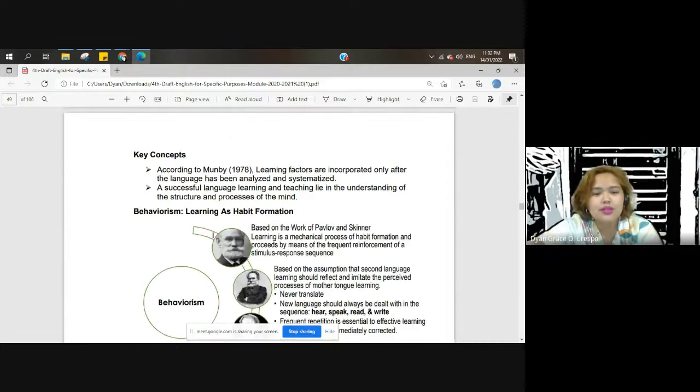So, key concepts according to Mountby 1978: learning factors are incorporated only after the language has been analyzed and systematized. A successful language learner and teaching lie in the understanding of the structure and process of the mind. So sometimes we cannot force it, we need to understand how the mind works before we teach. So, we need to understand our students before we proceed. That is why ESL courses are actually pricier compared to the ordinary.